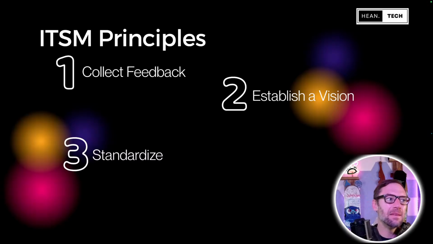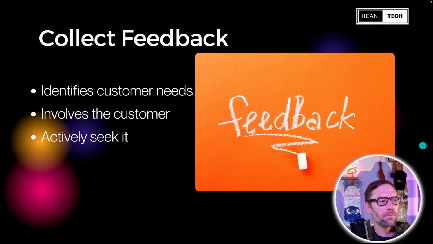And there's three main principles. And those principles are collecting feedback, establishing some kind of vision, and then standardizing processes and how you operate. And these are three important things to remember. And if you take away only one thing from this, take away this slide. ITSM is all about, again, serving the customer, but how do you do that? Like, what's the first thing you do? You have to go collect feedback. You got to talk to people. You got to figure out what they need.